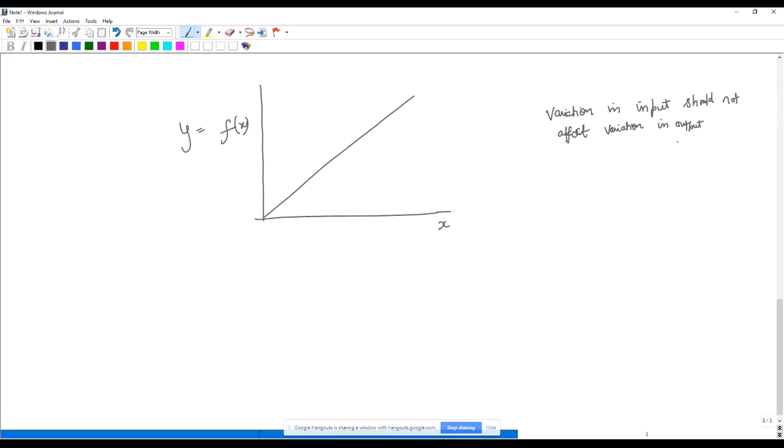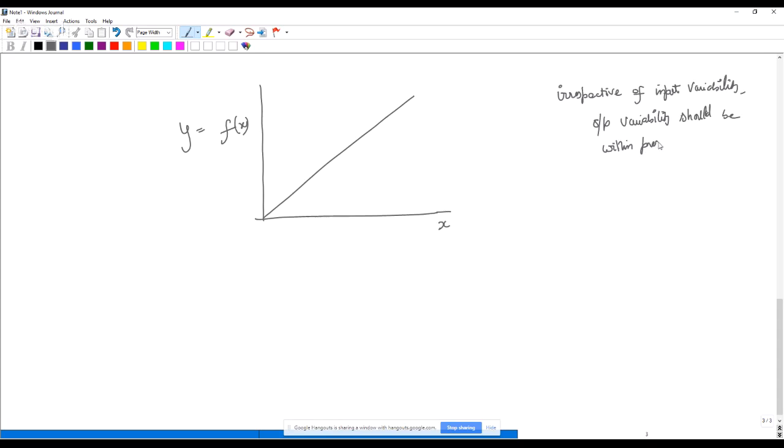Okay, let me erase this. This is not exactly what that is. It actually says, irrespective of input variability, output variability should be within prescribed limits.